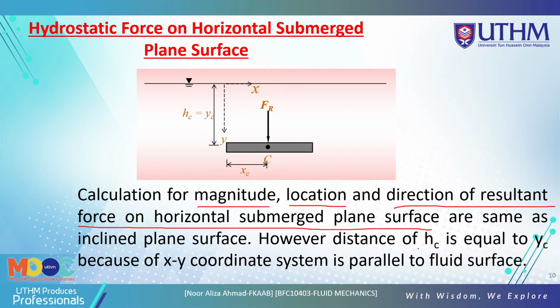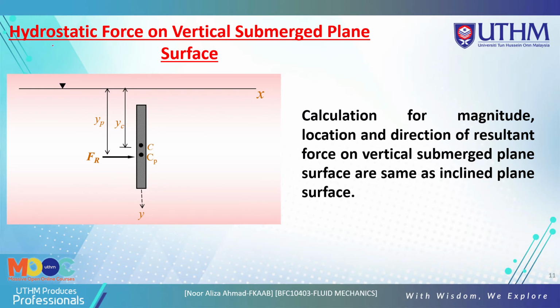However, the distance HC is equal to YC because the XY coordinate system is parallel to the fluid surface. So the magnitude, the location YP, YC, and the direction of the resultant force, how to get the FR, is the same as for an inclined plane surface, but HC is equal to YC because the XY coordinate system is parallel to the fluid surface. Okay, so this is the concept for the horizontal submerged plane surface.